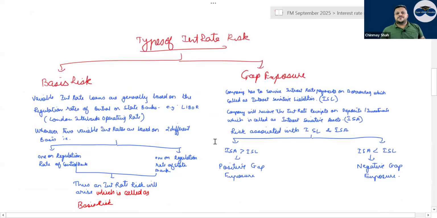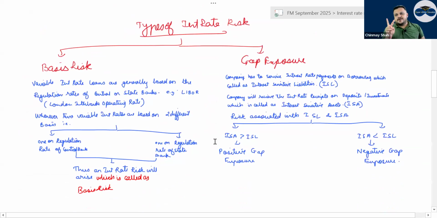Types of interest rate risk. Correct? There are 2 types of interest rate risk: basis risk and gap exposure. Basis risk says, whenever you do variable deposit, take a loan at variable rate, right?